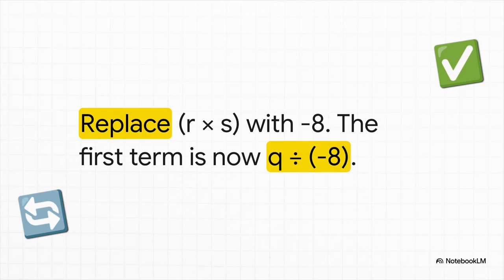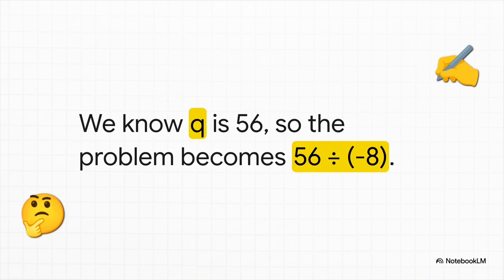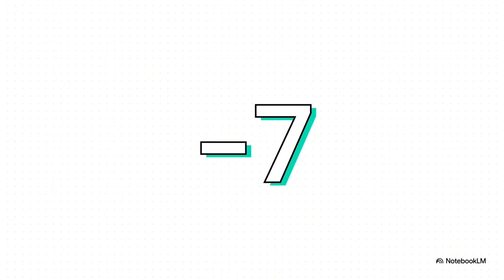See, now we can simplify our original equation. We can replace that whole r times s part with the number we just found, -8. So the first chunk of our problem is now just q divided by -8. And we know that q is 56, so that becomes 56 divided by -8, which gives us -7. Nice work. We've already solved the entire first half of the expression.